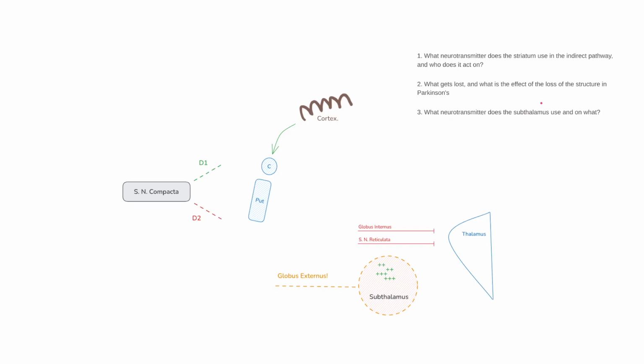What neurotransmitter does the subthalamus use on and what? Well, it uses an activating neurotransmitter and on the globus internus and the SN reticulata. Why? Because it wants to support their efforts of inhibiting the thalamus. And that's it. You should be able to kind of answer questions like that. They might say GABA and glutamate, but if you can keep this straight in your head and abstract this on the test and draw this out quickly, you're good.